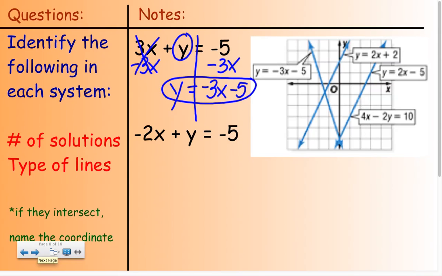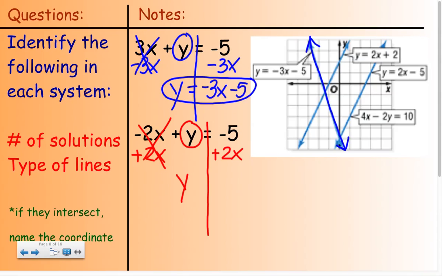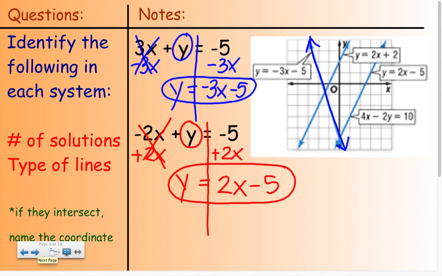Now let's see if I have a line that looks like that equation. Yes, I do. It's right here. And the bottom one, negative 2x plus y equals negative 5. I also don't have that equation, so I'm going to try to get y alone here as well. So y equals, and again, keep the 2x minus 5 separate. Now let's see if I've got that one. Yep, I do. It is right here.